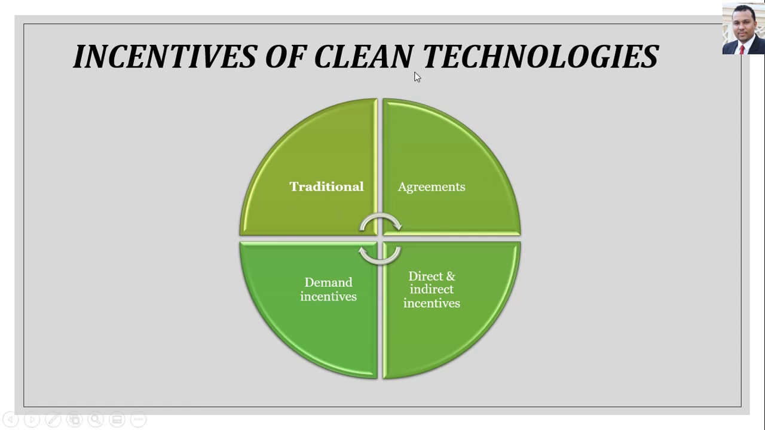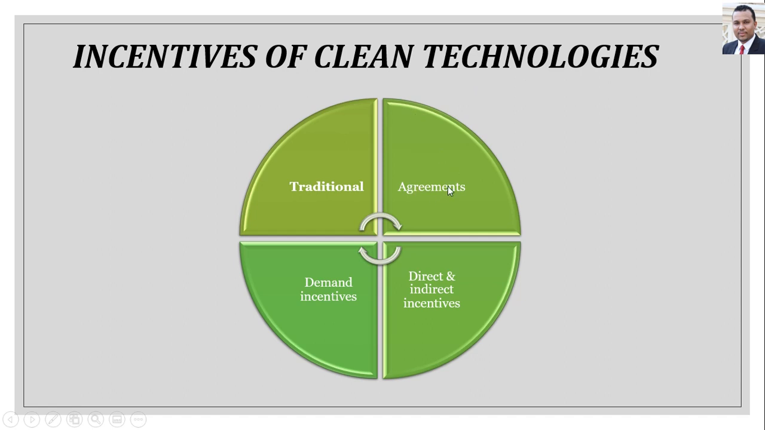What about incentives of clean technology? The first is traditional incentives. Traditional incentives are classical incentives like the progressive pollution tax. In case of the progressive pollution tax, when pollution increases, the tax rate increases. There is a positive relationship between the tax rate and the pollution level. This is one of the traditional or classical incentives of clean technologies. Likewise, any government tries to adopt subsidies or support subsidies for the private sector.